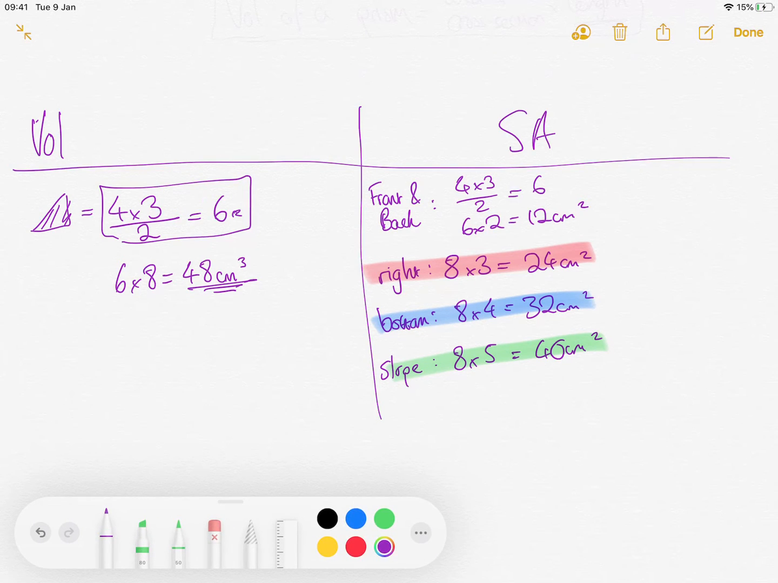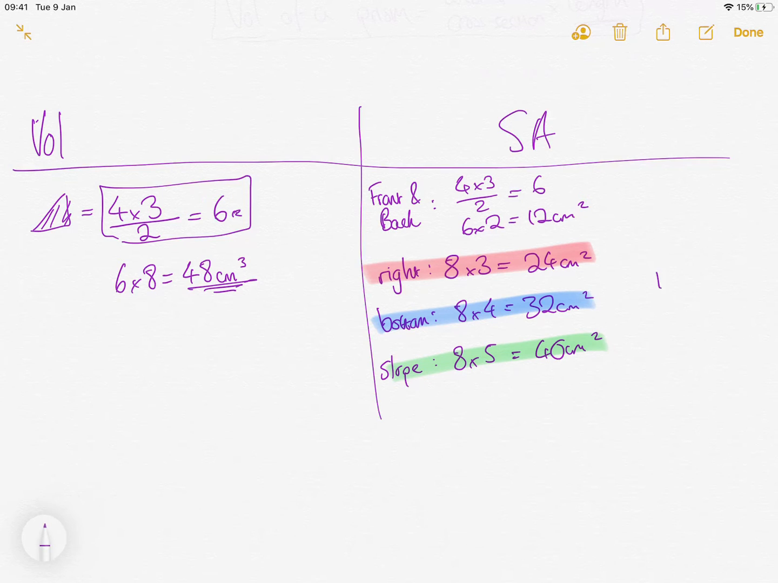Right, so I've got my 3 rectangles, I've got my front and back 2 triangles. What do I need to do with those? I need to add them all together. And you can use a calculator for this. I just don't have mine to hand. So 4 add 2 is 6, add 2 is 8, 4, 7, 10. So my surface area is 108 centimeters squared.